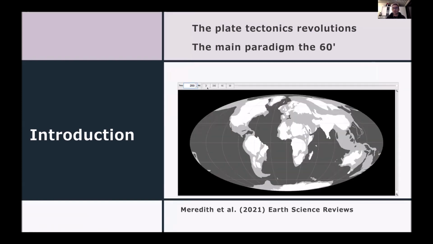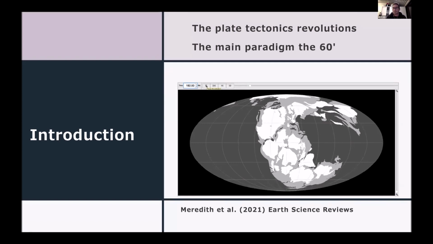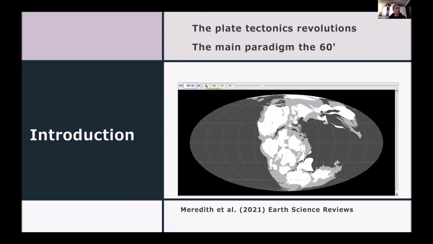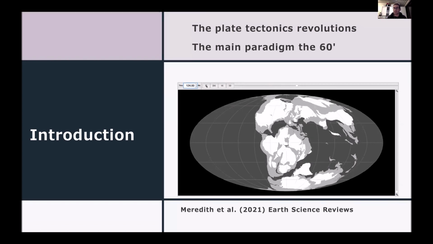This is an animation from a full plate reconstruction by Meredith et al. 2021 in Earth-Science Reviews. It's a small animation showing the breakup of Pangaea, the well-known supercontinent, and the paradigm shift of plate tectonics allows us to understand how it evolved from the supercontinent Pangaea until the configuration we know today. So we start at 200 million years, and we have the plates drifting, we have spreading ridges, subduction zones, collisions, rifting, all these phenomena we can observe now in the geological record that can be explained by plate tectonics.